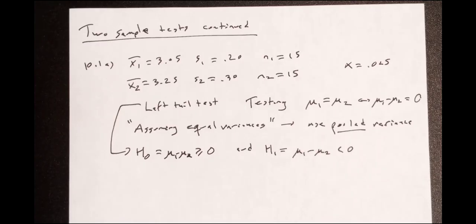So yes, remembering left tail means the null is greater than or equal to. The alternate is the less than because that's the left side. But I have to remember what I'm testing. Normally when we were just doing one, we say the mean is either equal to or greater than or less than a number. Here it's the difference between the means that is benchmarked against that number. Okay.